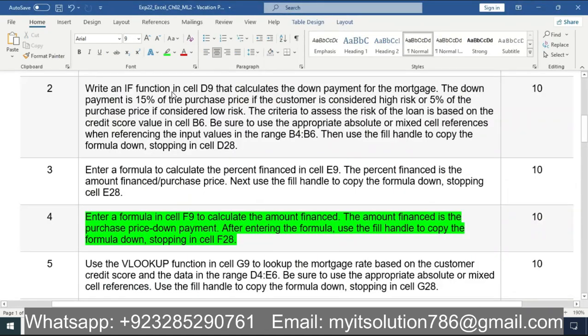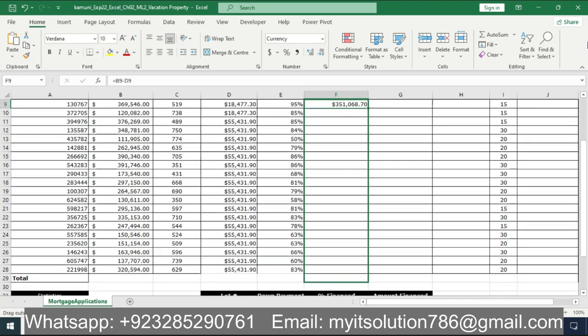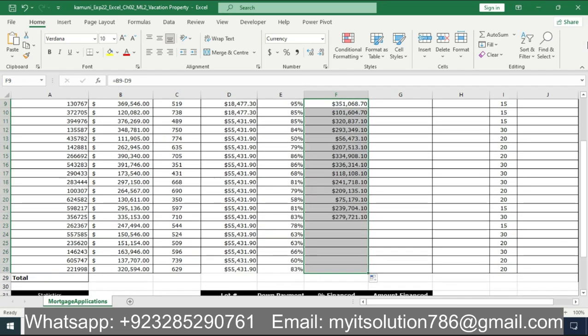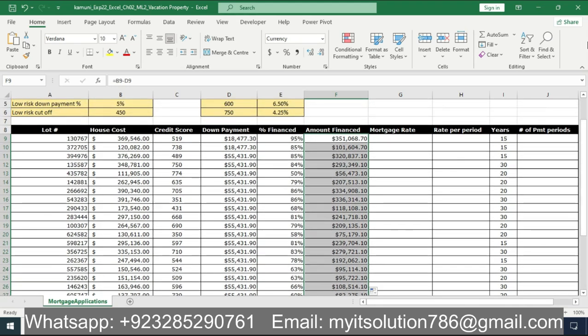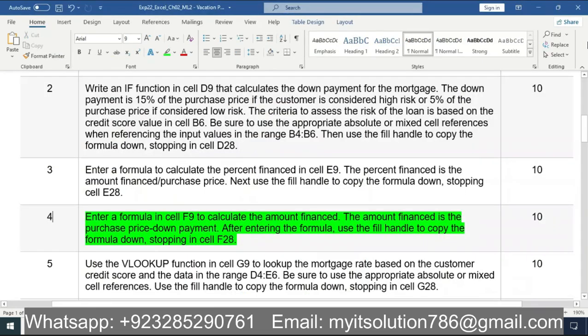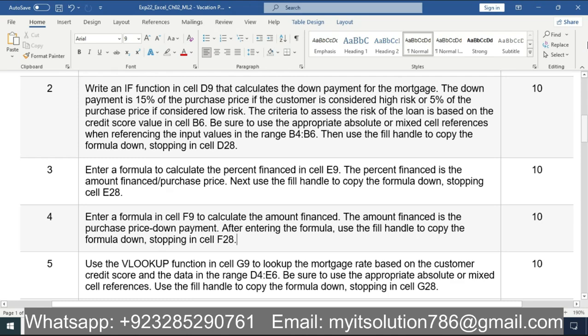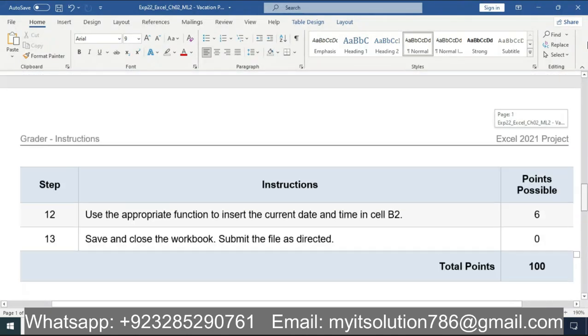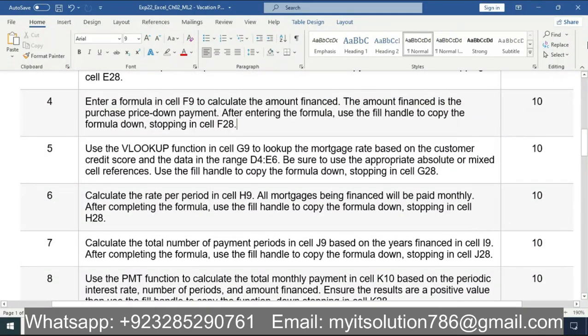It is also saying to use the fill handle to copy the formula down, stopping in cell F28. So we copy the formula down to F28. So here are the values that we required in this step for amount financed. So we completed the 4th step of this assignment. This assignment consists of 12 steps. So I have completed the 4th step of this assignment.